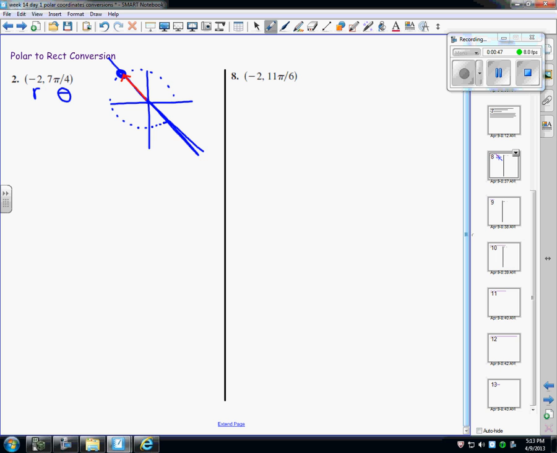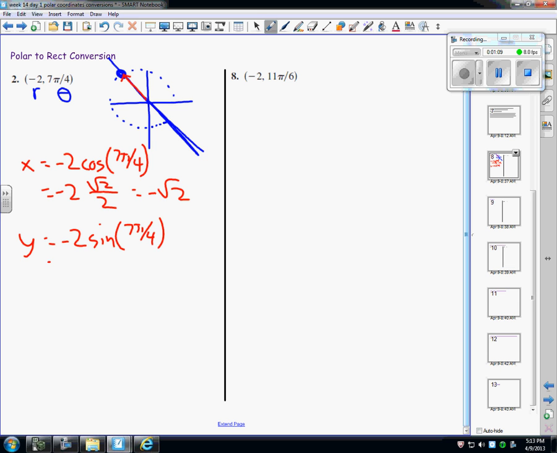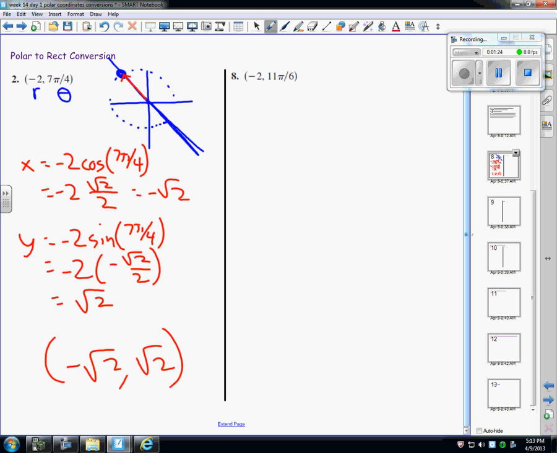Okay, so let's see. X equals -2 cosine of 7 pi over 4, and that would be -2 times the square root of 2 over 2, which is the negative square root of 2. Y is -2 sine 7 pi over 4, which is -2 times negative square root of 2 over 2, which equals a positive square root of 2. So I got negative square root of 2, comma, square root of 2, which agrees with my visual, how it's left and then up. Okay?